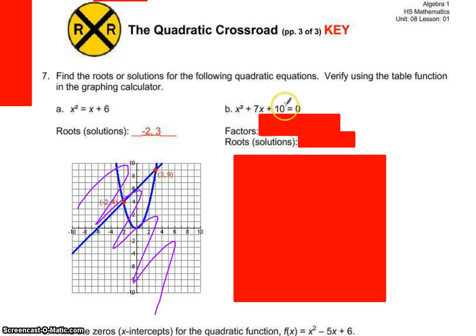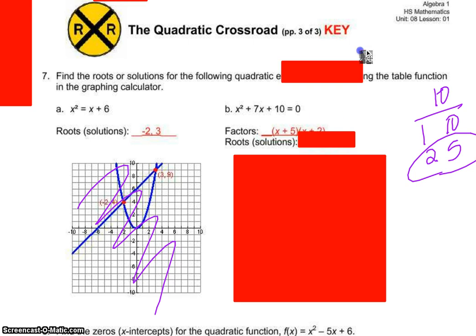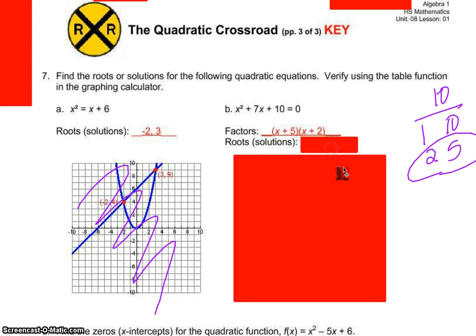X squared plus 7x plus 10. What are the factors? Well, you would find the factors of 10, 1 and 10, 2 and 5. Signs are the same. They're all positive. They have to equal 7, so we're going to use 2 and 5. So when you factor that, you get x plus 5 and x plus 2. So how would you find your solution? Well, x plus 5 is equal to 0, and x plus 2 is equal to 0. When you move your 5 and you move your 2, you get x is equal to -5 and -2. Once again, I don't care if you draw a graph.